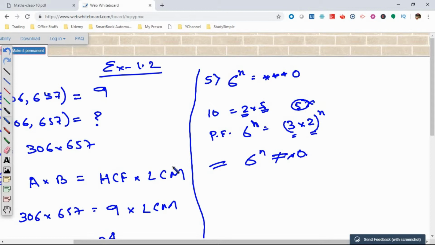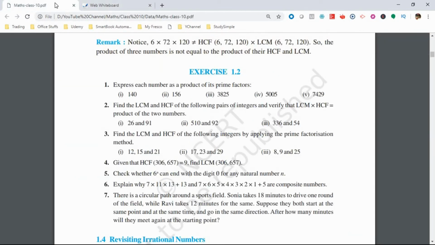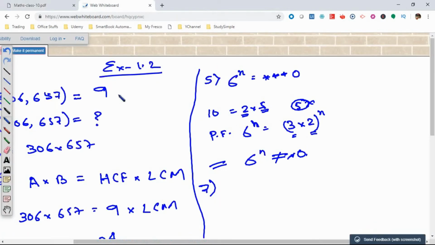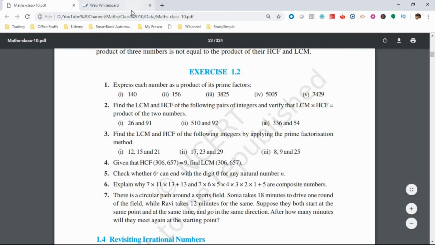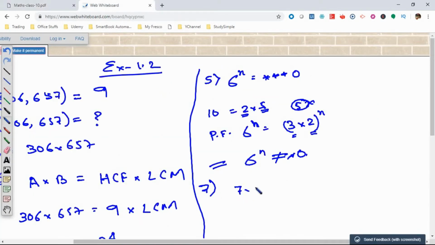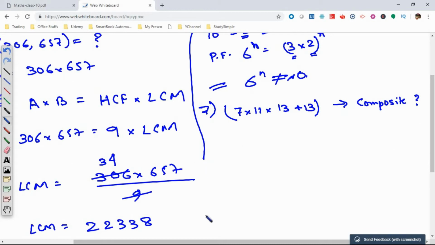The 7th one is: explain why 7 into 11 into 13 plus 13 is a composite number. Okay, the question is very interesting. The question says that 7 into 11 into 13 plus 13, and 7 into 7 into 2 into 3 into 5 plus 5, are composite numbers. First we will take 7 into 11 into 13 plus 13. We will see why this number is a composite number. First we need to understand what a composite number is.